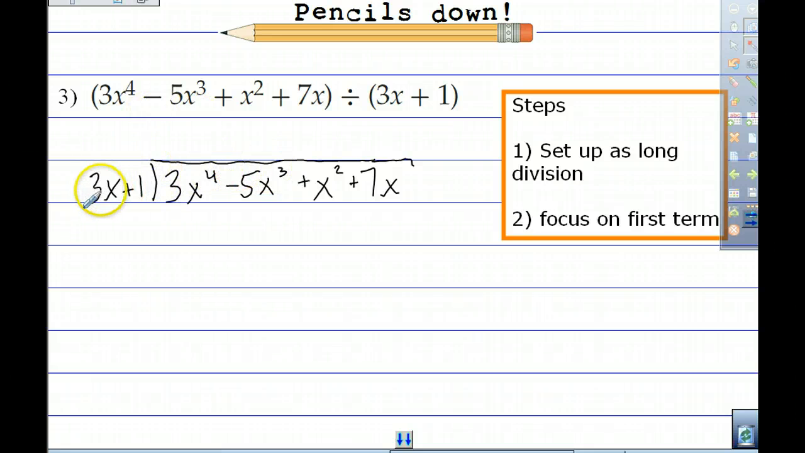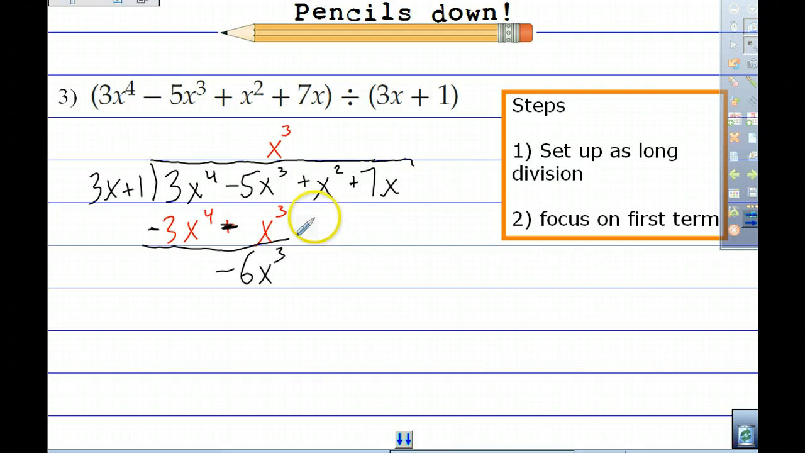Okay, so 3x times what is 3x to the 4th? x cubed. And then we get what? Plus, like that. Okay. Change both signs. Minus, minus. So we get negative 6x cubed. Bring down positive x squared.